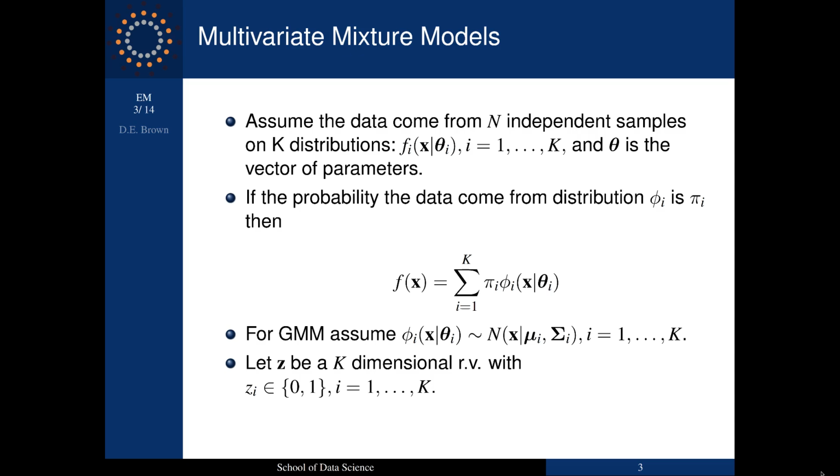We also create a random vector z, which is a latent random vector. In other words, we don't observe it, and it has as many elements as we have components in our mixing formula. So it has k components, and each of these k components is binary. We use this z variable as a way to define our mixing probabilities. In particular, for any one of the components of z, the probability that the component is 1 is just the probability of being in that component, or pi i.